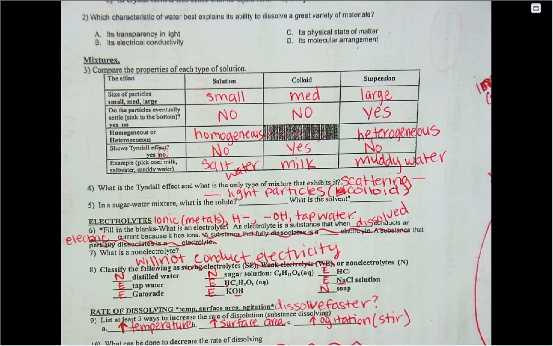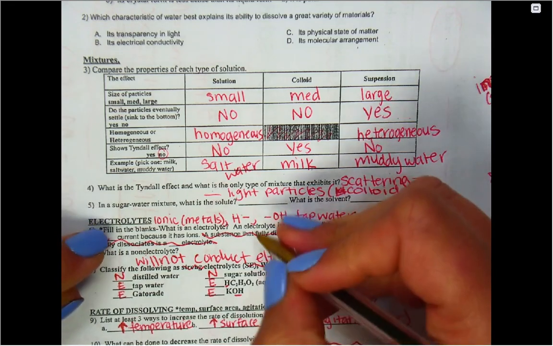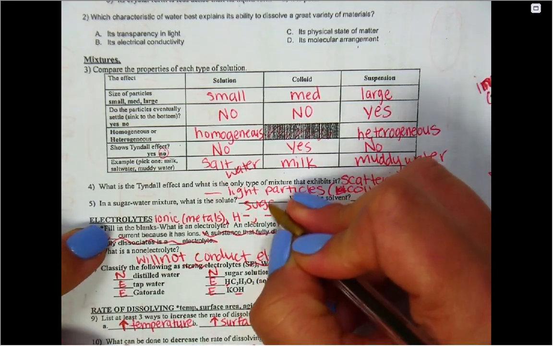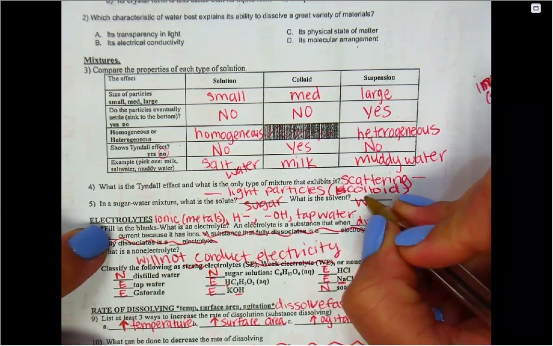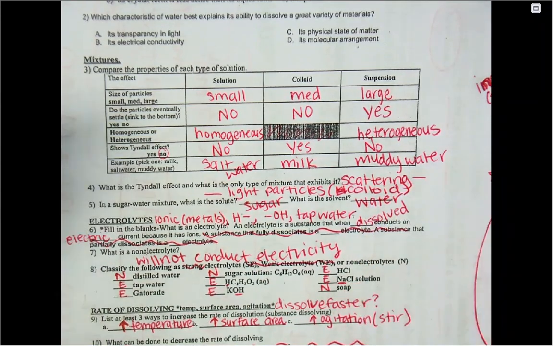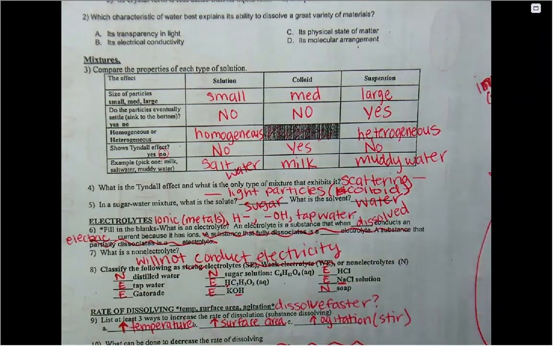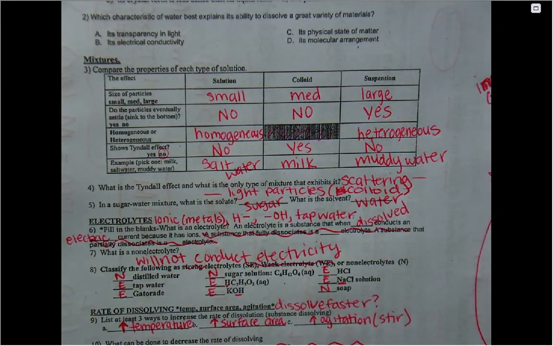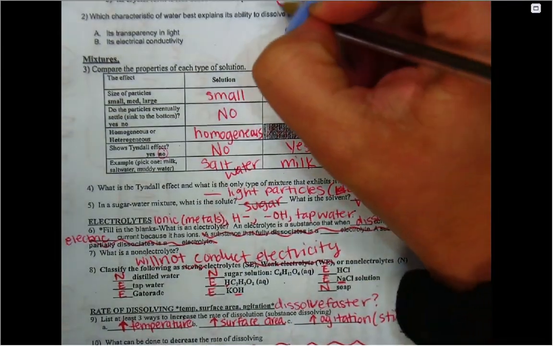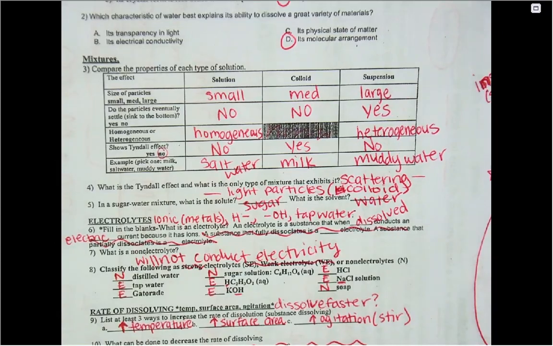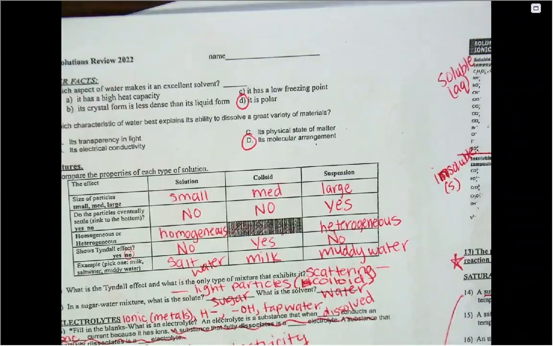In a sugar water solution, who is your solute? Sugar. Solvent is going to be the water. And the first two questions, number 1 should be D. Number 2 should also be D. Make sure you read those. Don't just take that answer. All right.